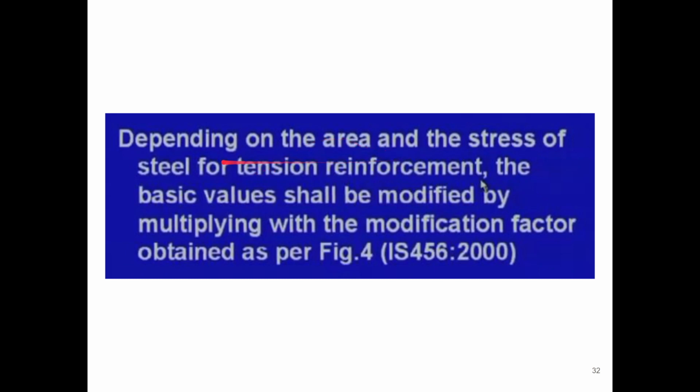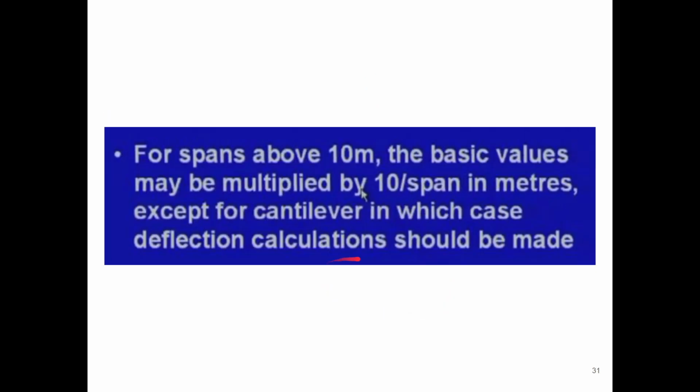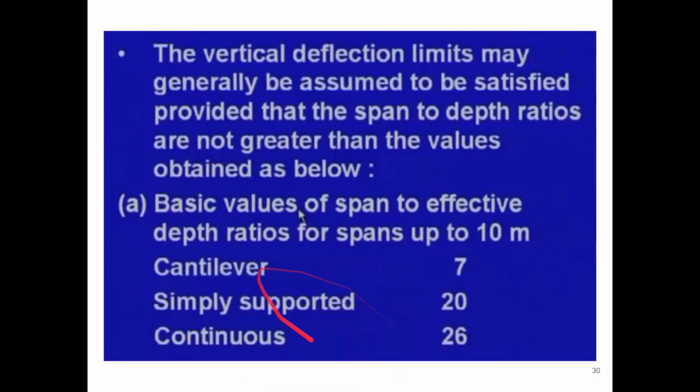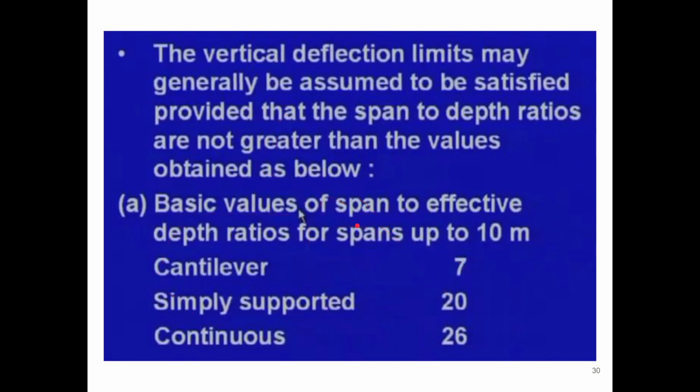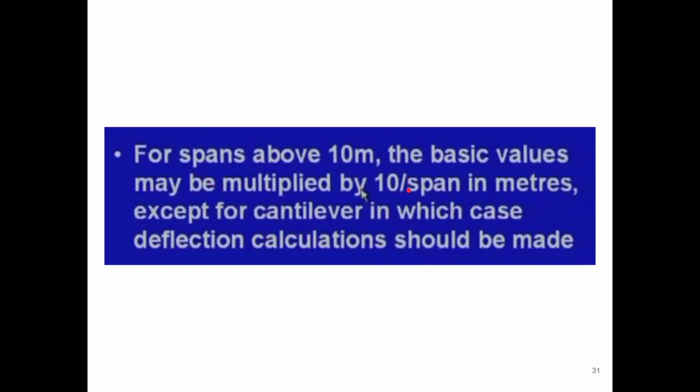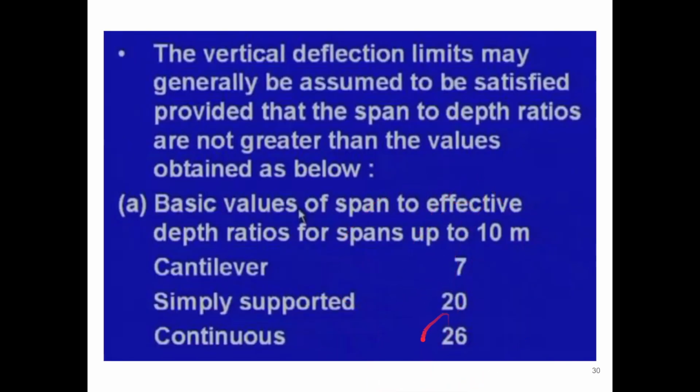Depending on the area and the stress of steel for tension reinforcement, the basic values shall be modified by multiplying with the modification factor obtained as per figure 4 of IS 456 2000. Basically, these are the basic values when L is less than or equal to 10 meters. When L is greater than 10, the L by D value we obtained has to be multiplied by 10 by span, and then we see whether it is less than this value.